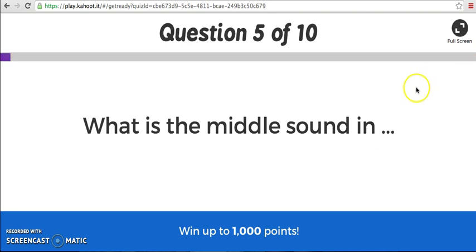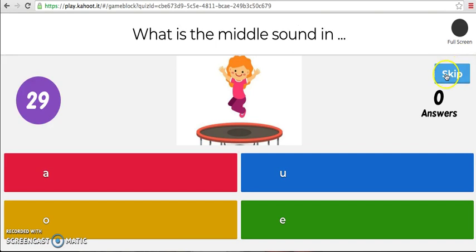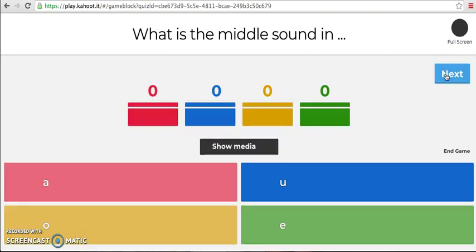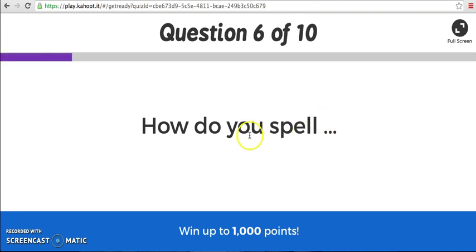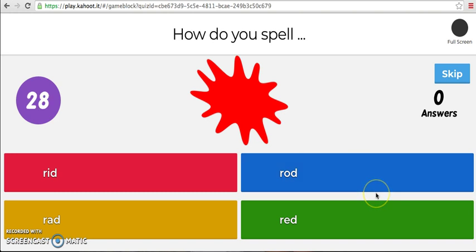So then we go to next. Now I'm just going to skip the next one just so we can keep moving on. But then question 6, you see how it's different. Now they actually have to spell the word. So I would say, how do you spell red? And I would always say, sound it out in your head. What would make sense? Make sure you look at all of them. Don't just click whichever one you see first. So then hopefully they would select the green.